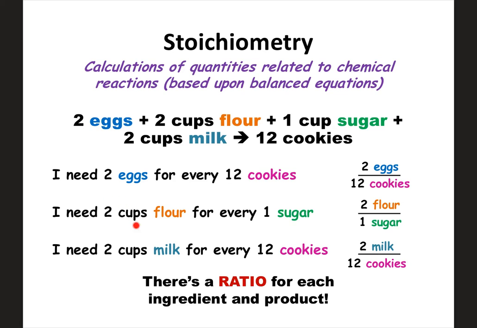For example, you need 2 cups of flour for every 1 cup of sugar. All right, so it'd be a ratio between the flour and the sugar. And these are not a ratio between a reactant and a product. It's a ratio between two reactants. All right. You can do this with another reactant. So you need 2 cups of milk for every 12 cookies. So that's a ratio for a reactant compared to the product. So it's 2 to 12 again. All right. So no matter the ingredient, no matter the product, you can compare a ratio between a reactant and product or compare the reactants to each other here just by looking at the balanced equation.